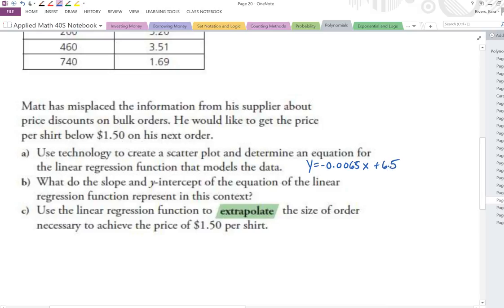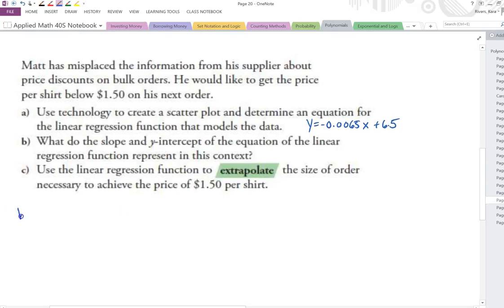Okay, so that's A. Now B says, what do the slope and y-intercept of the equation of a linear regression function represent in this context? Well, that's a good question. So our y-intercept is equal to 6.5. Well, if we're dealing with cost, that would mean that for zero shirts, if we didn't buy any shirts, they would still charge us a starting cost of $6.50.